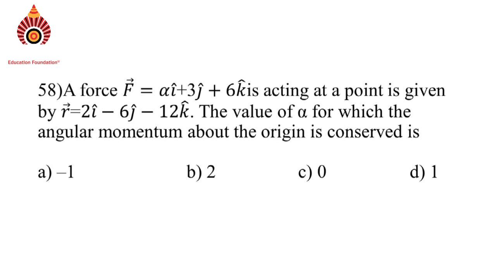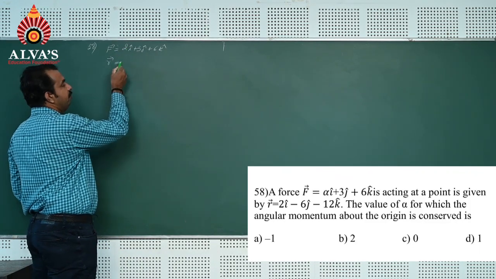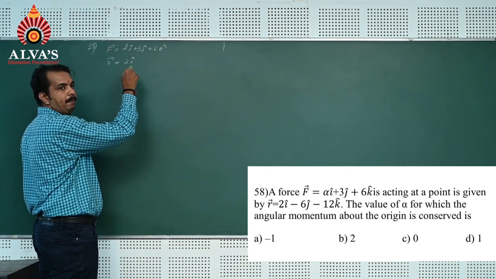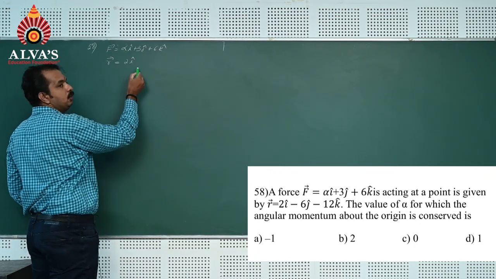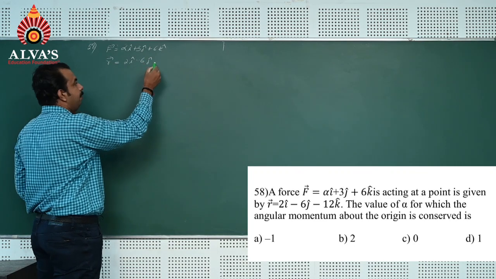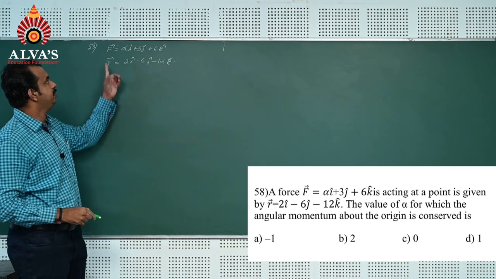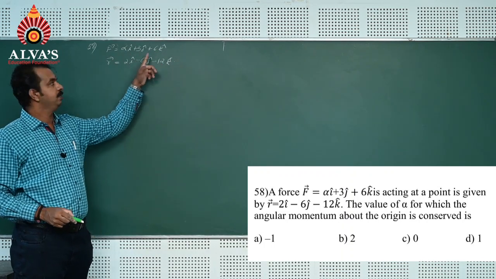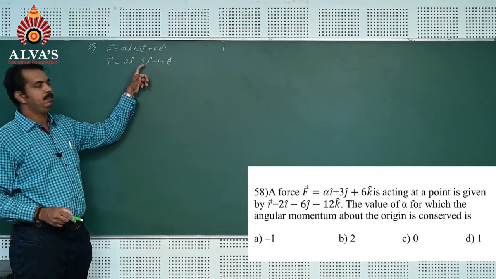Question number 58. A force F is equal to alpha i cap plus 3j cap plus 6k cap, acting at a point with vector r equal to 2i cap minus 6j cap minus 12k cap. Find the value of alpha for which the angular momentum about the origin is conserved. So F is alpha i cap plus 3j cap plus 6k cap, and r is 2i cap minus 6j cap minus 12k cap.